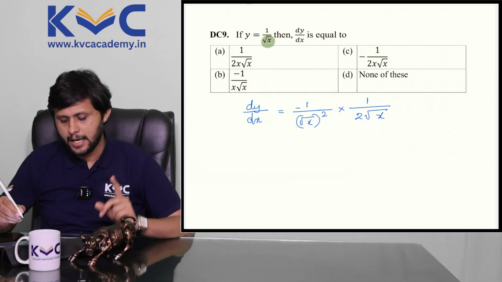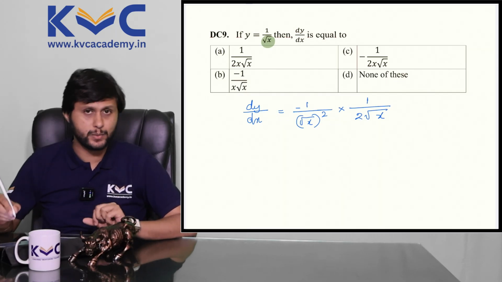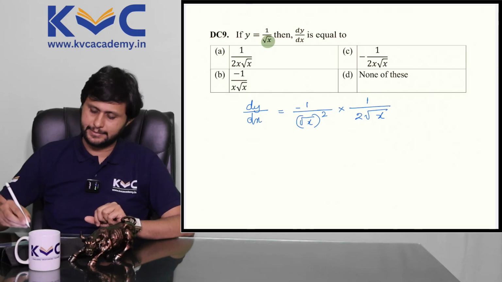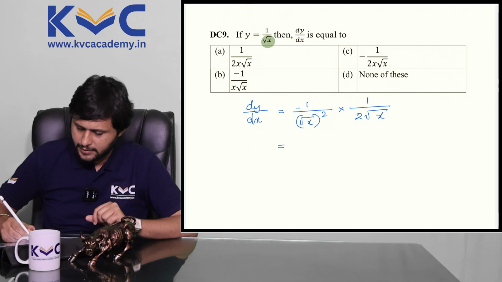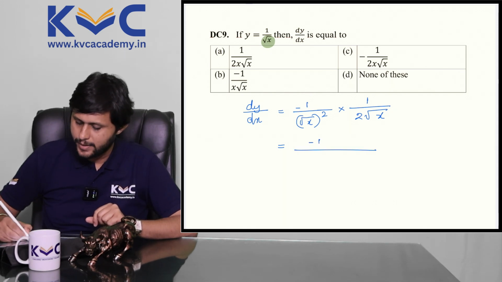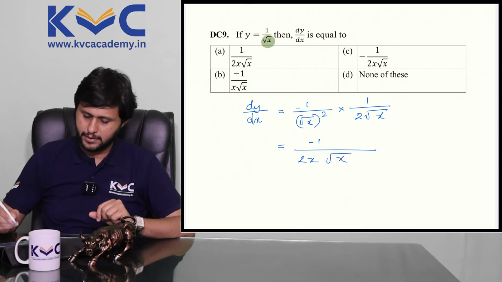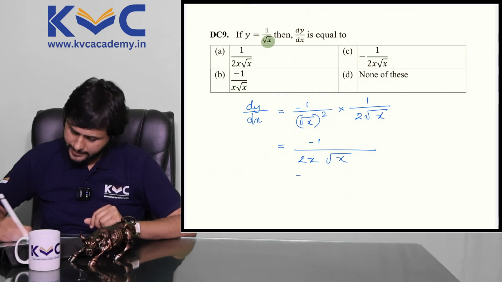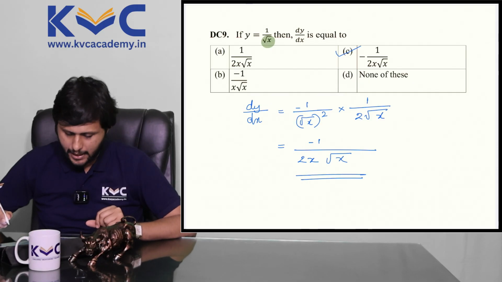Correct? What did I do first? I differentiated it like 1 by x. 1 by x is minus 1 by x square. Instead of x we put root x. Then the highlighted part we have to differentiate. Simplifying this further, minus 1 into 1 is minus 1. Okay. Root x square is x. 2 is there and we have root x. Okay. I've realigned it and we got the final answer. Answer is C. C is the right answer.